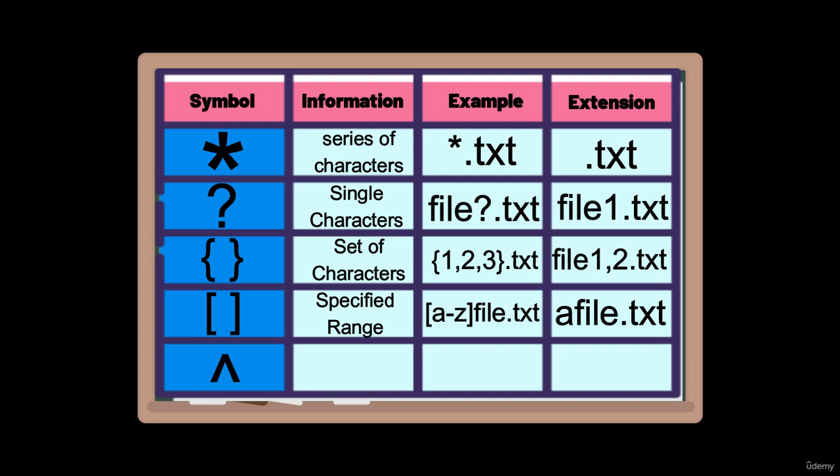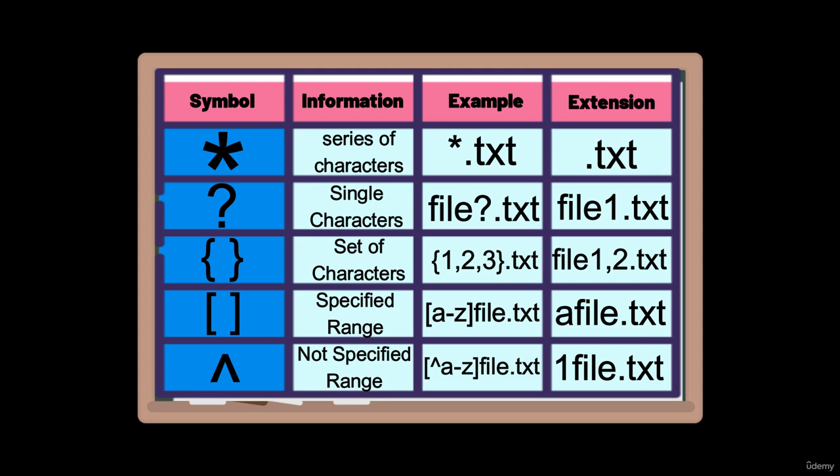Next is caret. This matches any one character that is not within the specified range. For example, caret A to Z. Next, file.txt will match files like one file.txt, two file.txt, but not A file.txt or B file.txt.